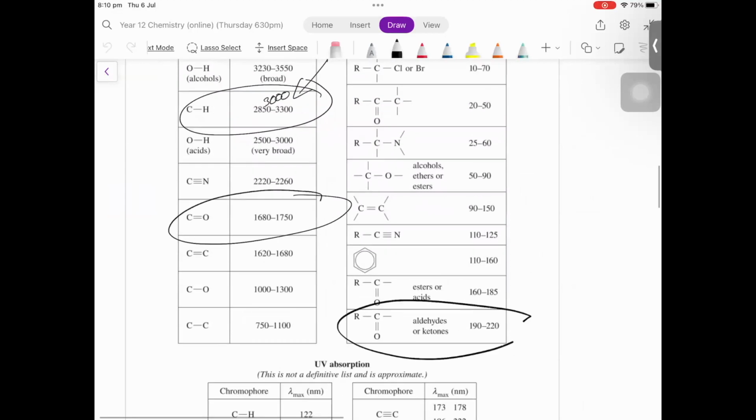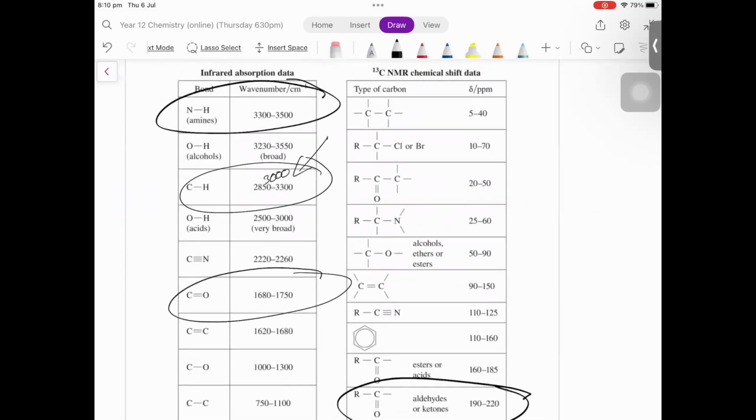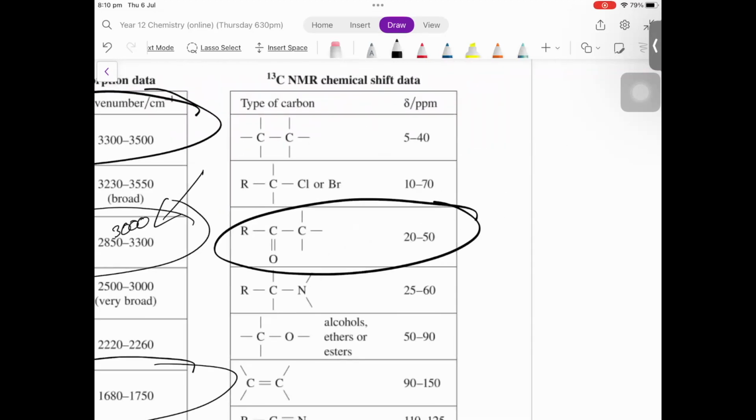Above 200 is an aldehyde or ketone. We've already confirmed that, but you can pop that into your answer anyway. And then for the 20s to 40s, that's a non-terminal carbon, non-terminal carbonyl. Okay, so all of your signals, we had 20, we had 29, and then we had 40, the ones that were upfield. So they're all within 20 to 50.